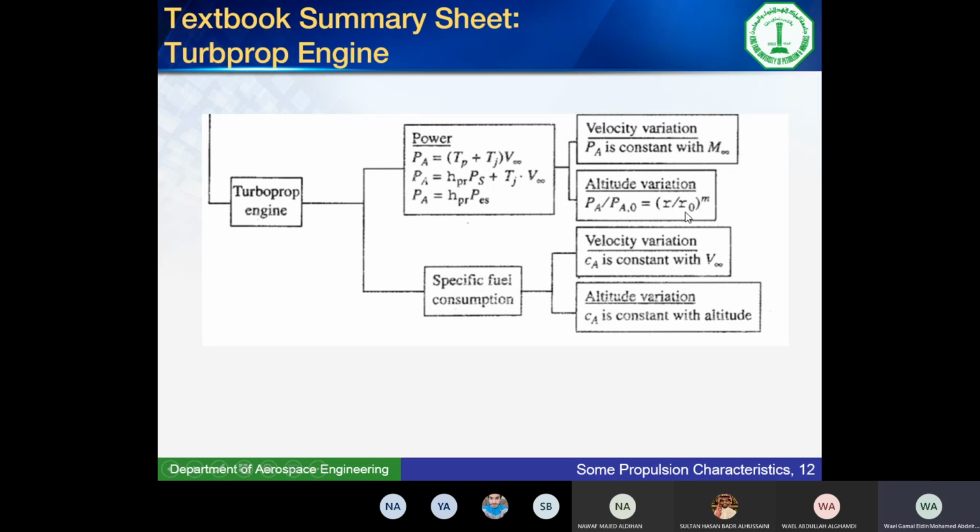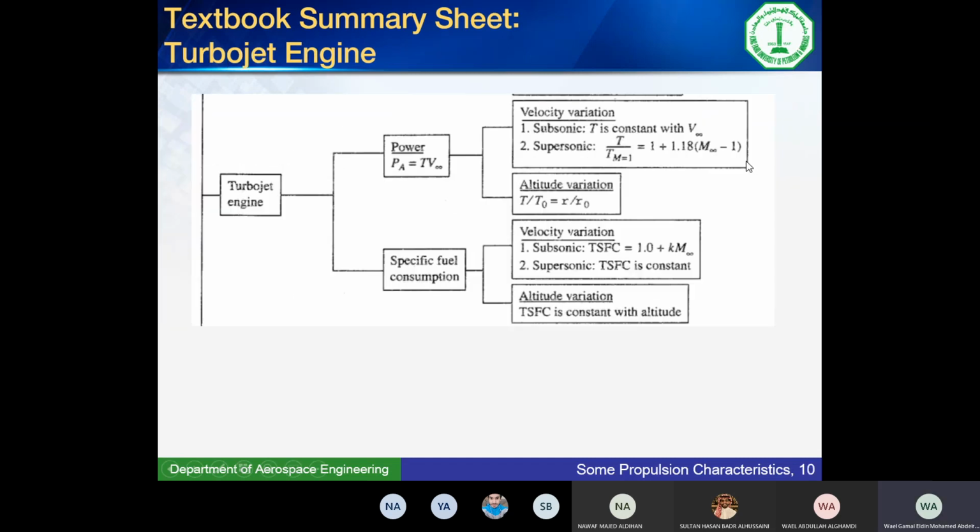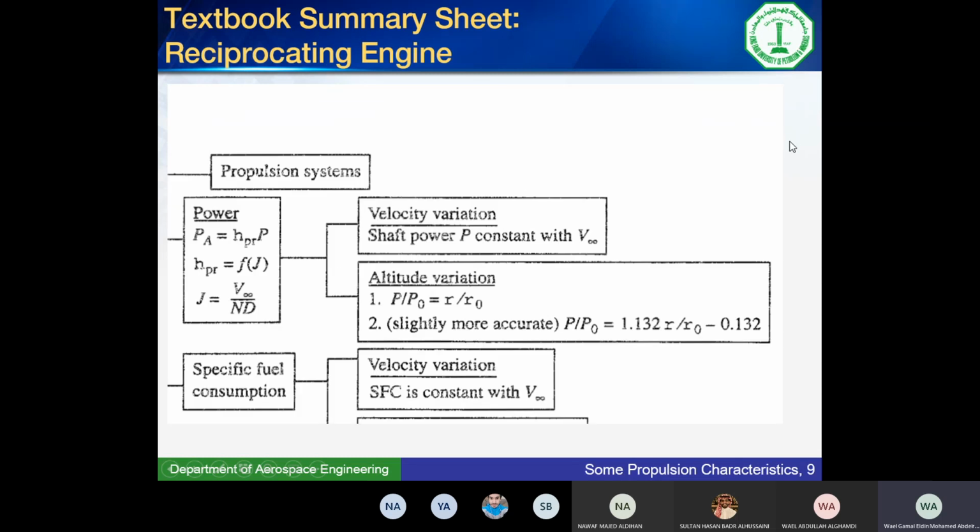But what you have here is the variation. Many of them don't really change. So the specific fuel consumption for a turboprop does not change with the speed or with altitude. Technically constant. But the power changes. So that's a useful page. You can put a sticky note or a highlighter or whatever, so that you can use this in the homework and on different quizzes.